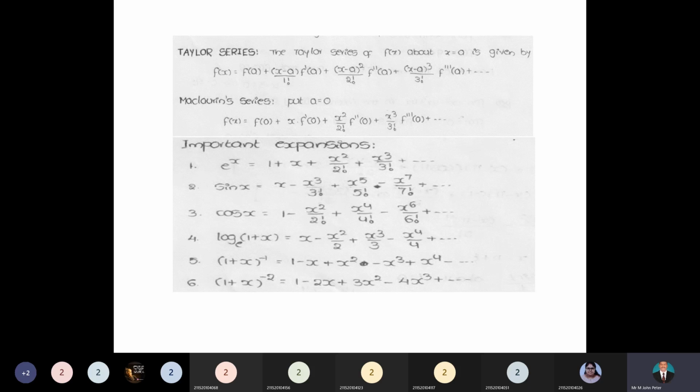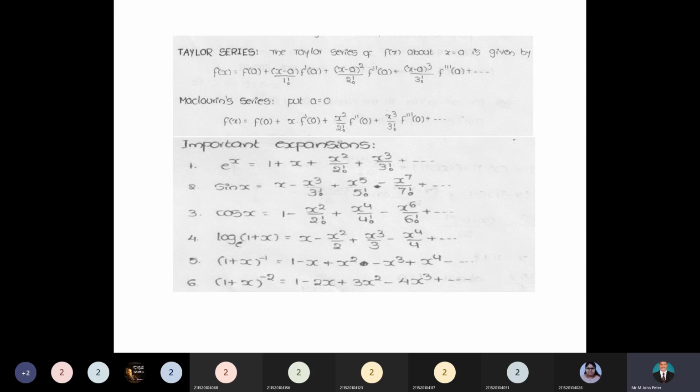And for power minus 2, 1 plus x power minus 2, we'll get 1 minus 2x plus 3x square minus 4x cube plus 5x power 4 minus 6x power 5, like that we'll get. So alternate minus will come.